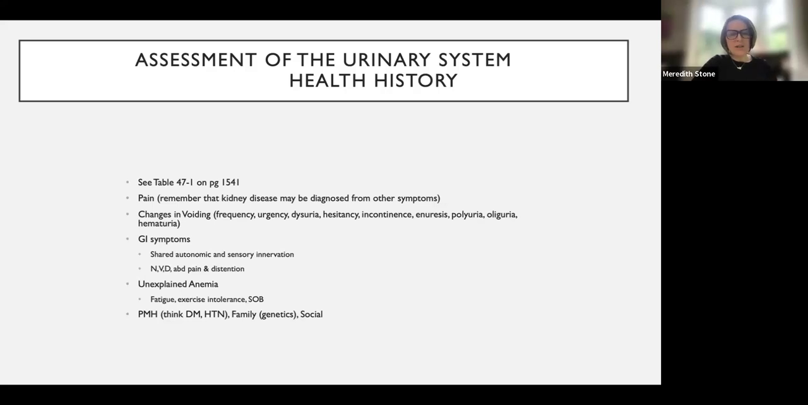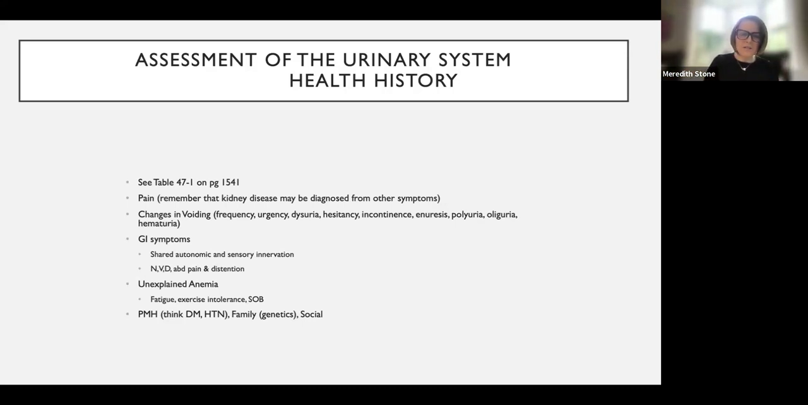Also ask about changes in voiding. Are they going too often? Do they have increased urge? Do they have dysuria, painful urination, or hesitancy, difficulty starting the flow of urine? Do they have incontinence, enuresis, bedtime wetting, polyuria, a lot of urine, oliguria, not enough, or hematuria, blood in their urine? Those are all changes in voiding patterns that you want to know about. GI systems, right? Because they share a lot of autonomic innervation.